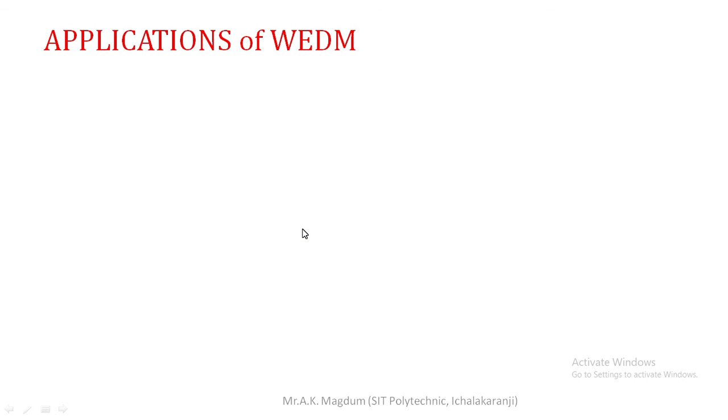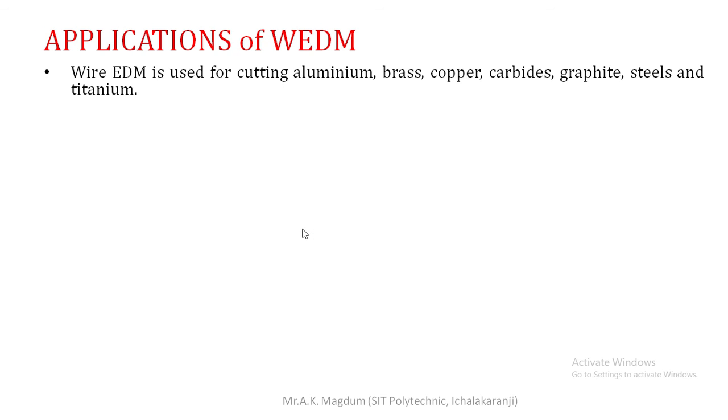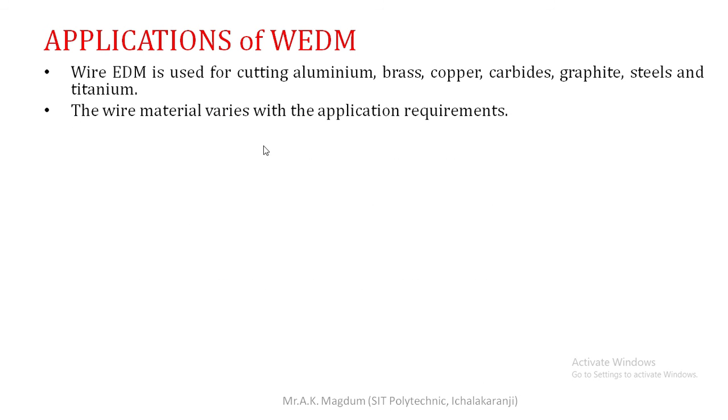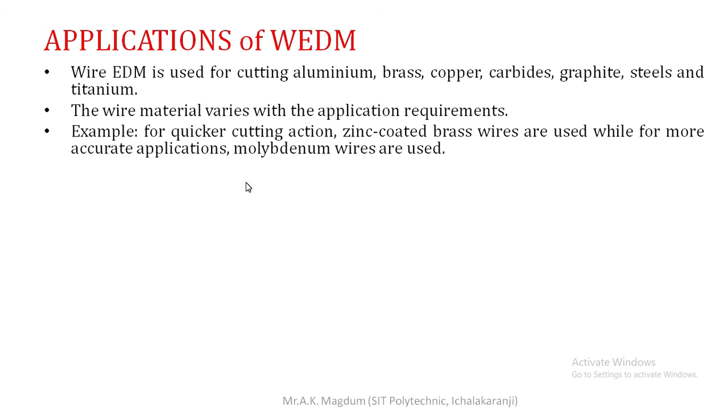Next, applications of wire EDM. First, wire EDM is used for cutting aluminum, brass, copper, carbides, graphite, steels and titanium also. Next, the wire material varies with the application requirements. For example, for quicker cutting action, zinc coated brass wires are used, while for more accurate applications, molybdenum wires are used.